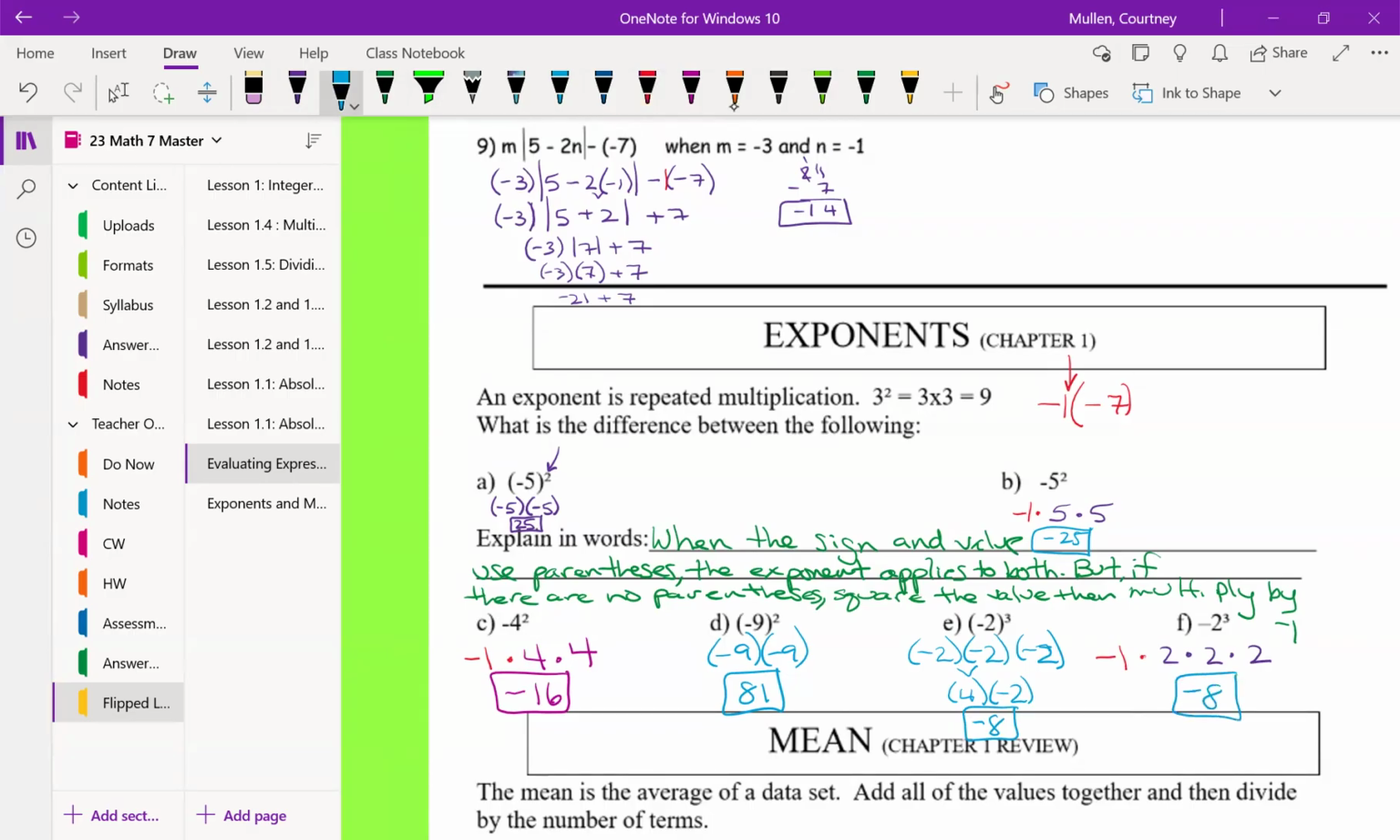On C and D, we have even exponents, and on E and F, we have odd exponents. Do you notice a pattern? Right, if the exponent is even, those answers will be different, like C and D. I mean different signs. On E and F, if the exponent is odd, both expressions will end up being the same product.